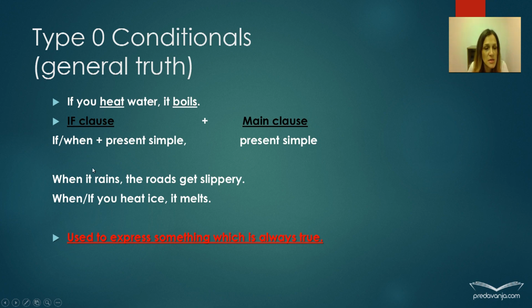Let's study some more examples. When it rains, the roads get slippery. We can also say if it rains, the roads get slippery. So as you can see, this is the if clause or this dependent clause, and there's present simple. This is the main clause. What does it mean? It means that the main clause can stand on its own, so it's not dependent on anything else. When or if you heat ice, it melts.